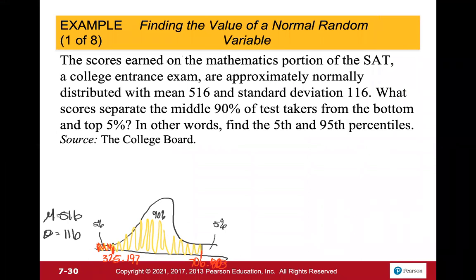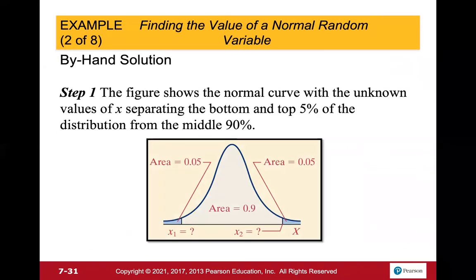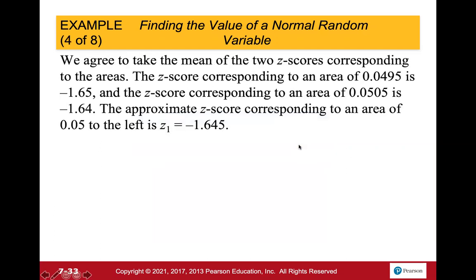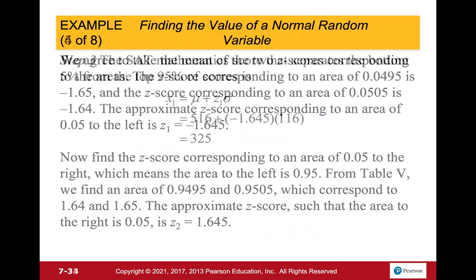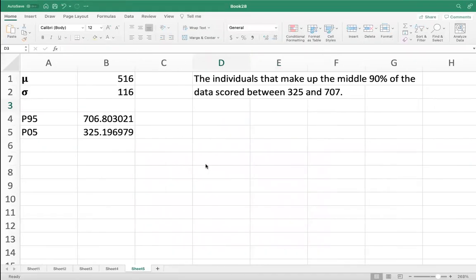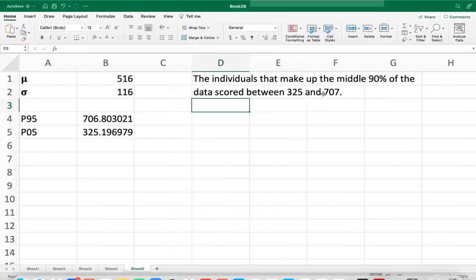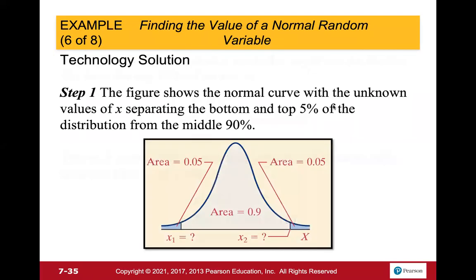And let's see if they got something a little bit different. They might have, just because it's not exact. Whenever you look at the table, it's not going to give you the area of exactly 0.05, or maybe it will. At times it will, most of the time it won't. Just like here, they got the area of 0.0505 and also 0.0495. So they just kind of averaged those two values out. And with that z-score, they got the scores of 325, which is what we got as our lower value, and 707, which is what we got for our upper value. So either way, you still get roughly the same thing.